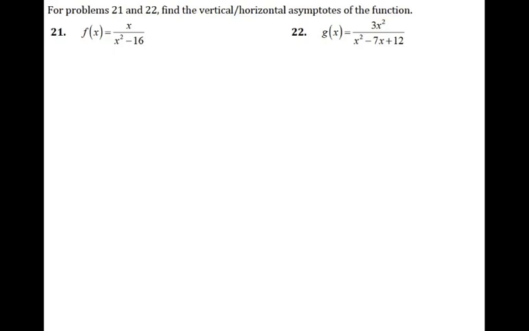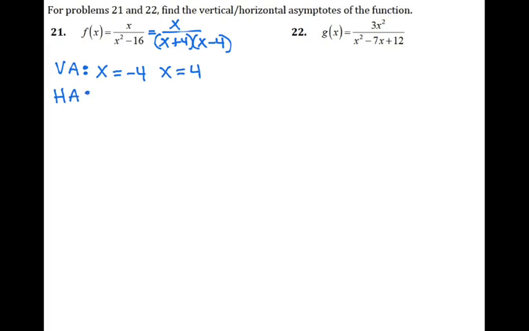Okay, vertical and horizontal asymptotes. For vertical and horizontal asymptotes, I'm going to start by factoring my denominator. For 21, that leaves me with x over x plus 4 and x minus 4. Your vertical asymptotes come from the zeros of the denominator, since you can't divide by 0. I have a 0 at negative 4 for the first factor and positive 4 for the second. So I'm going to have two vertical asymptotes, one at x equals negative 4, and the other at x equals positive 4.